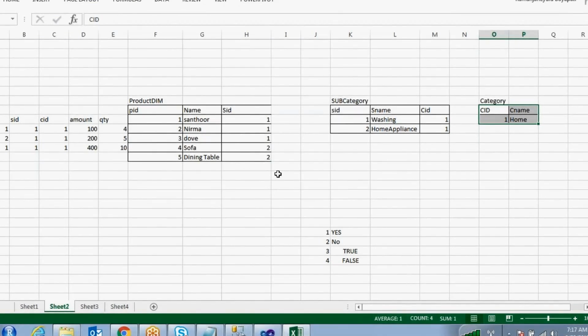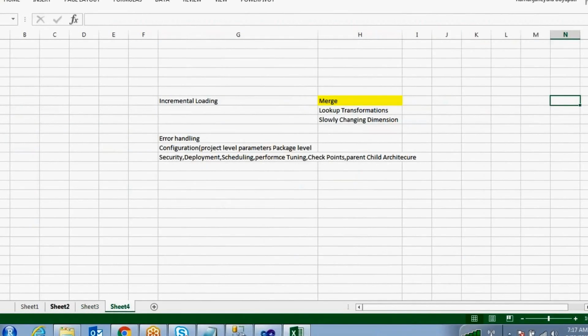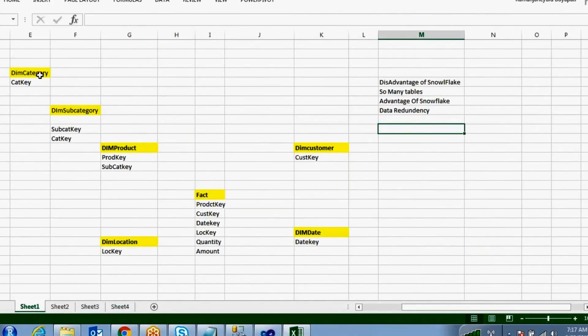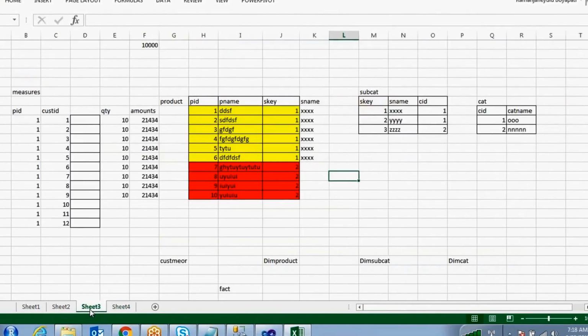How will the Amazon data modeler maintain this information in the background? He doesn't give direct access from the category table and subcategory table to the fact table, because if he maintains the category key and subcategory key in the same fact table, you have to enter two more key columns, like category key and subcategory key. For example, there are two transactions happening today.